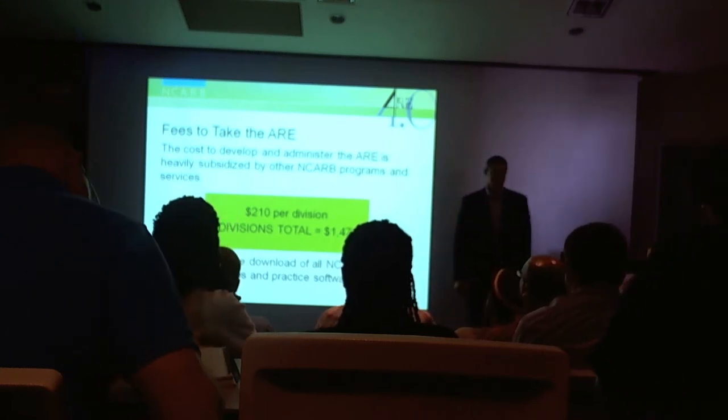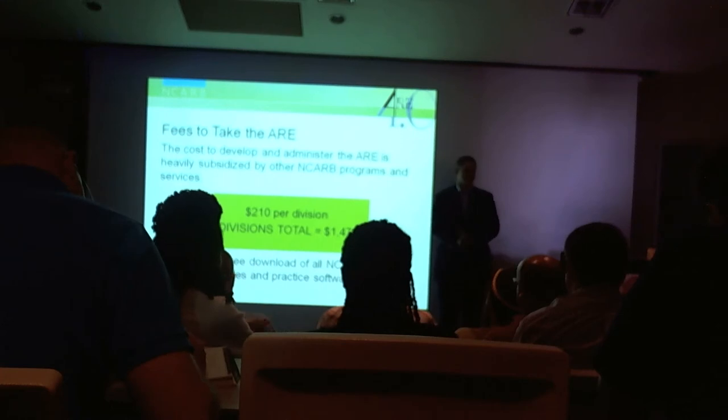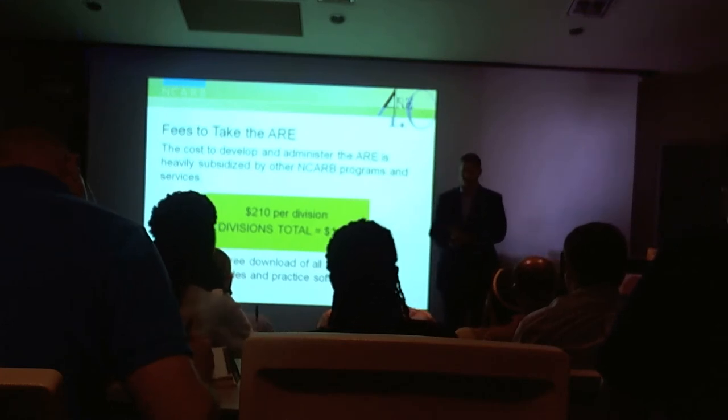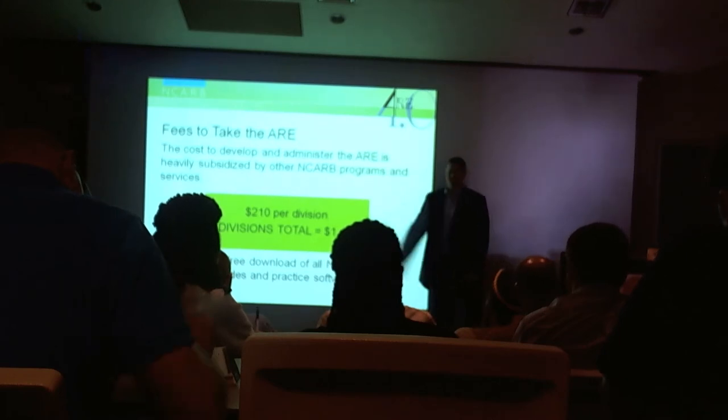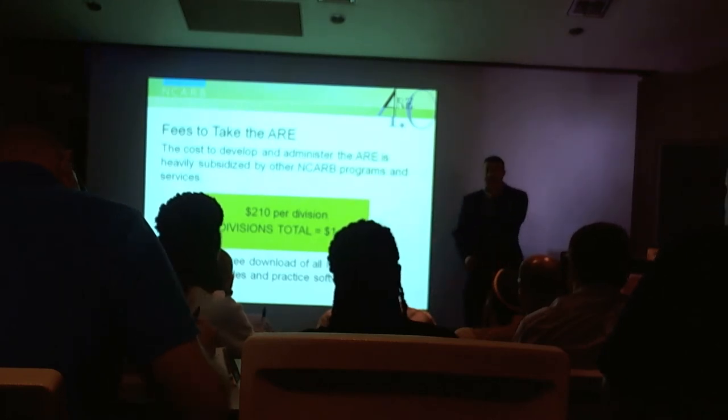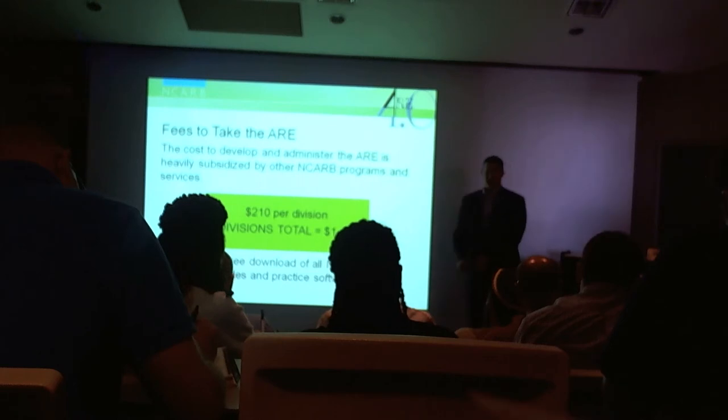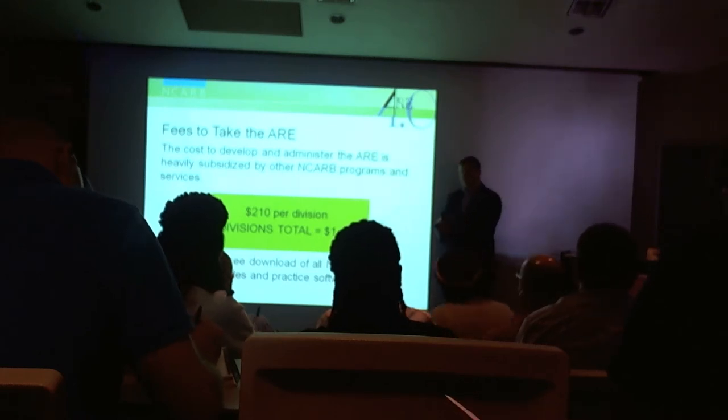All right, so fees. Not a lot of ways I can sugarcoat this, but I will give you some perspectives. It's $210 per division, and one pass-through is $14.70. I'll tell you mine first, and then I'll give you another one.